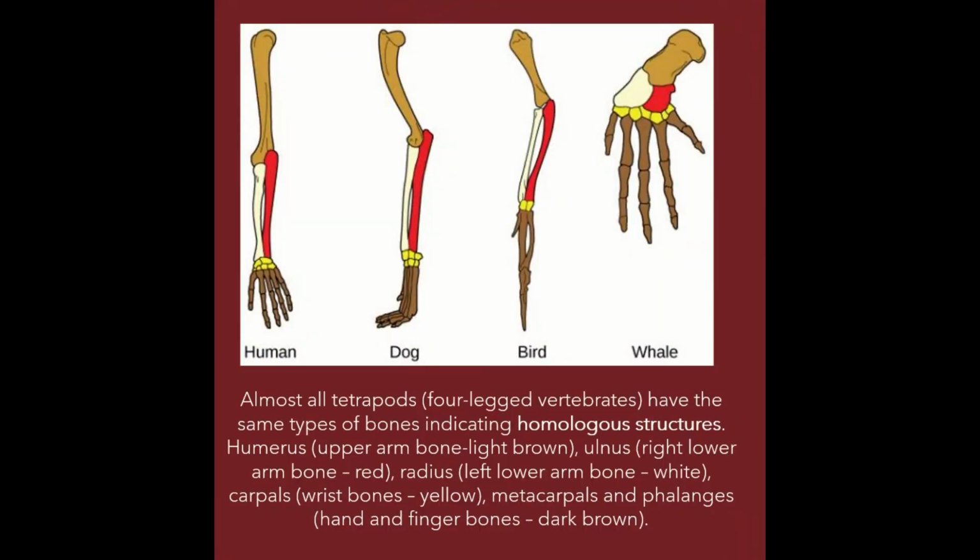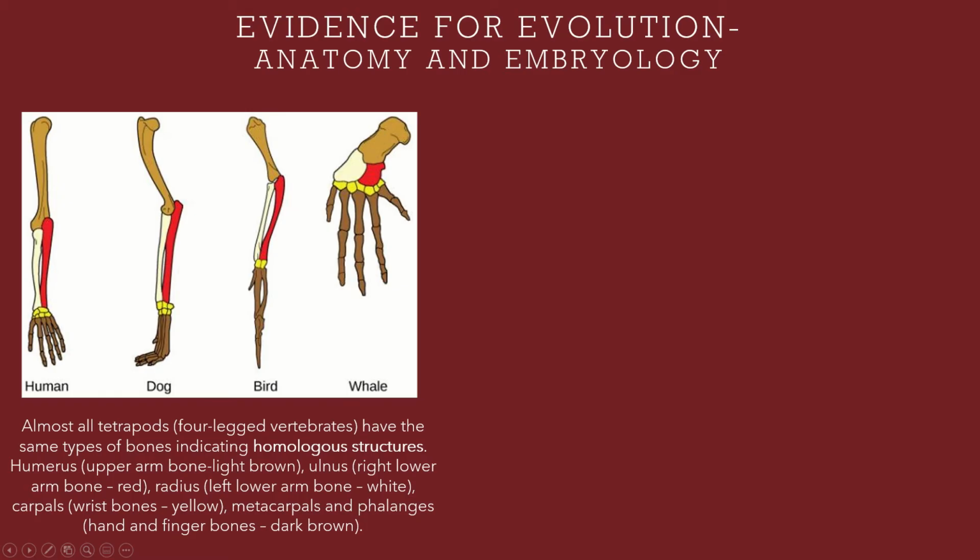Ever notice that many vertebrate forearms contain the same types of bones but are modified to fit the niches of each organism? These are called homologous structures. They're homologous because these limbs indicate a common ancestor. All four of these organisms have a humerus, which is the upper arm bone. They have a radius and an ulna, which are the lower arm bones. They have carpals, which would be the wrist, and then of course the finger bones, metacarpals and phalanges. The only difference is they're slightly modified based on the particular environment in which they live.